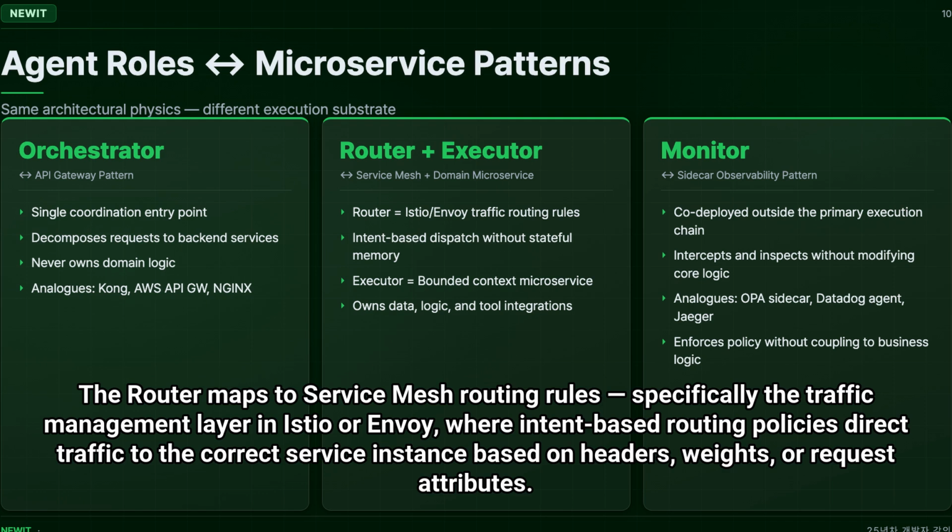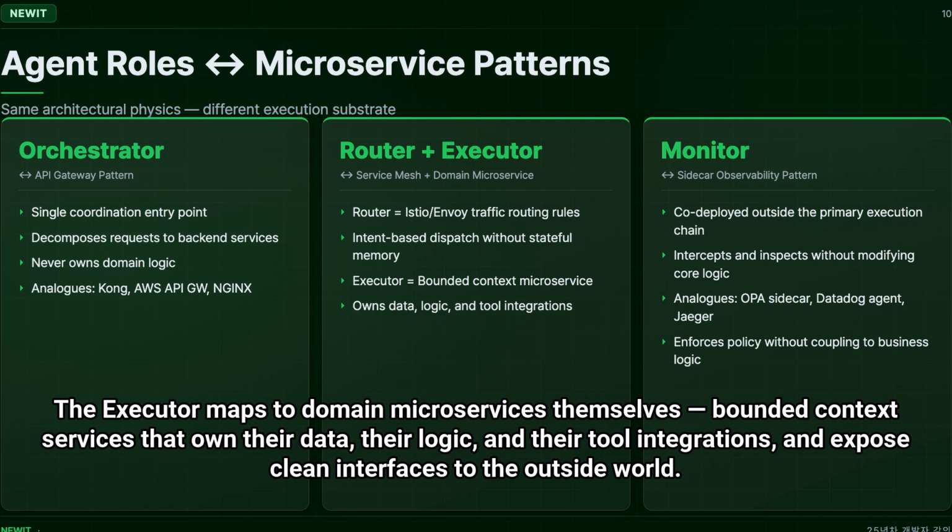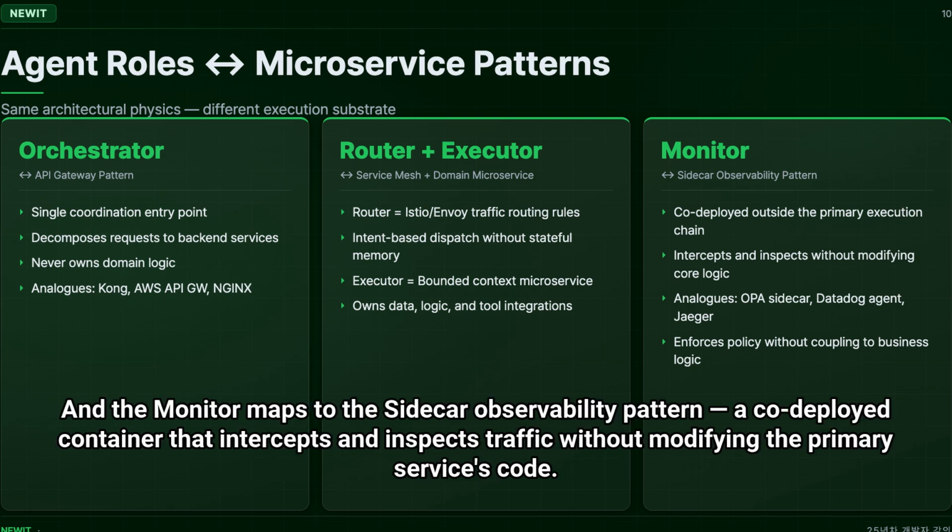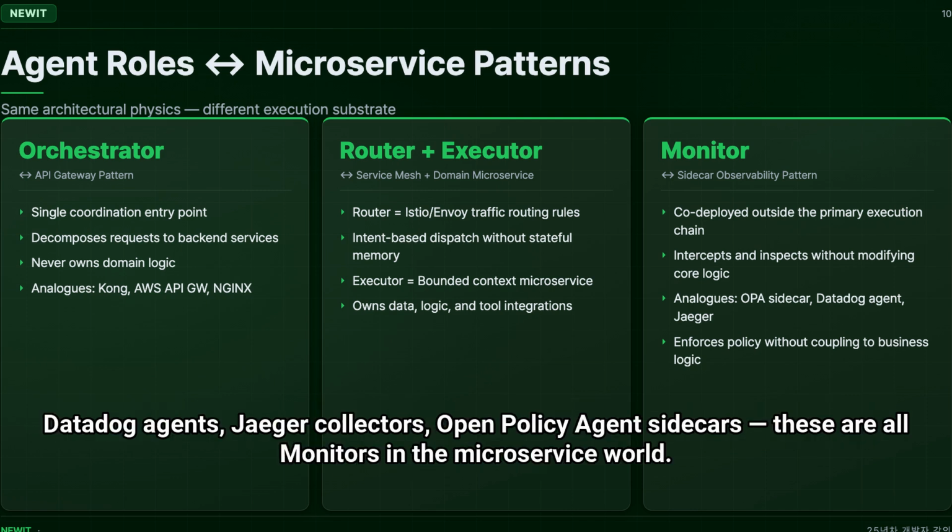The router maps to service mesh routing rules, specifically the traffic management layer in Istio or Envoy, where intent-based routing policies direct traffic to the correct service instance based on headers, weights, or request attributes. The executor maps to domain microservices themselves, bounded context services that own their data, their logic, and their tool integrations, and expose clean interfaces to the outside world. And the monitor maps to the sidecar observability pattern, a co-deployed container that intercepts and inspects traffic without modifying the primary service's code. Datadog agents, Jaeger collectors, Open Policy Agent sidecars, these are all monitors in the microservice world.